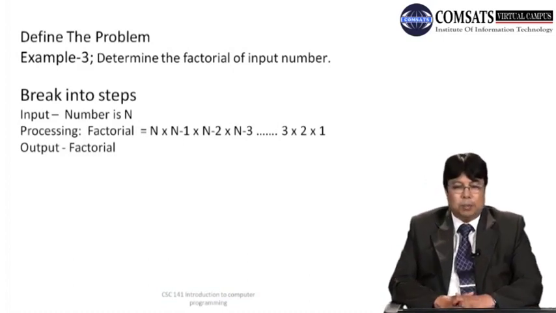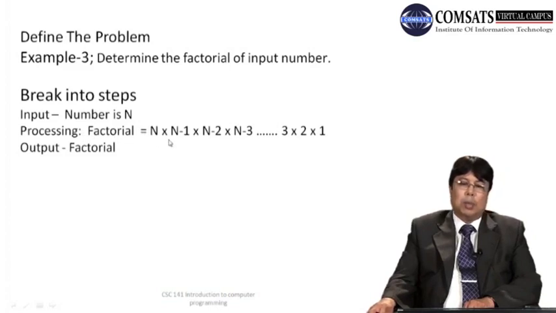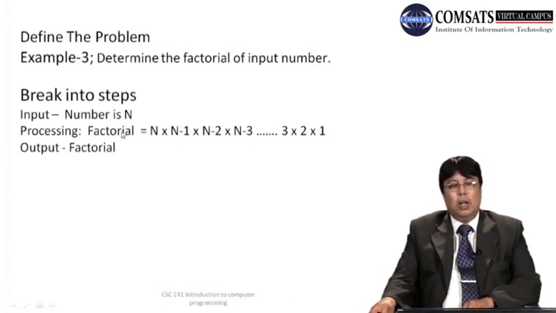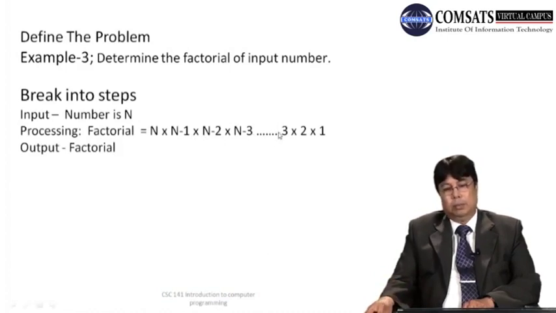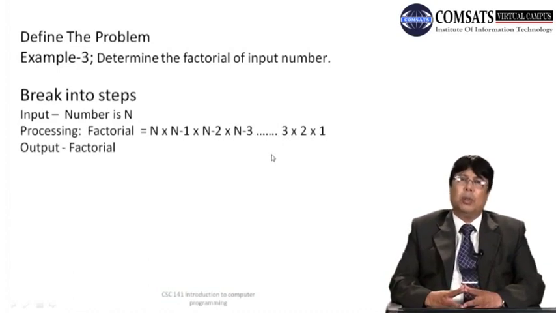So what we have done here, we have simplified the problem. We have translated the factorial into a simple mathematical equation. Factorial of n, we have translated it into n multiplied by n minus 1 multiplied by n minus 2 multiplied by n minus 3, and so on until 3 multiplied by 2 multiplied by 1. This is one way of solving the problem.